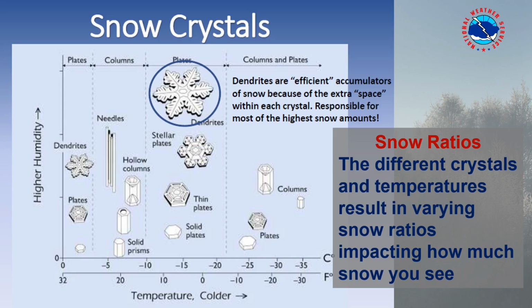Depending on the temperature, when the water droplet freezes, it can freeze into different types of ice crystals. When the cloud temperatures are right around -5 to -10, you're not in that sweet spot, you're just below it. So you have a lot of water droplets, but you also have some ice. At these temperatures, you get more of these solid prisms, hollow columns, and needles that start to form.